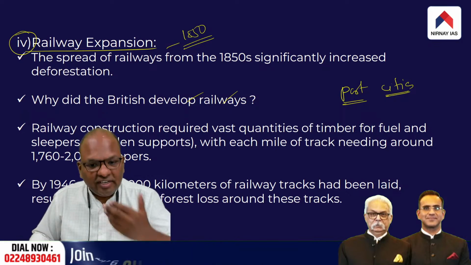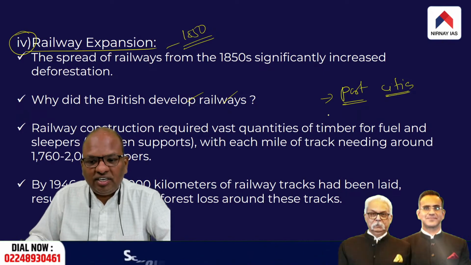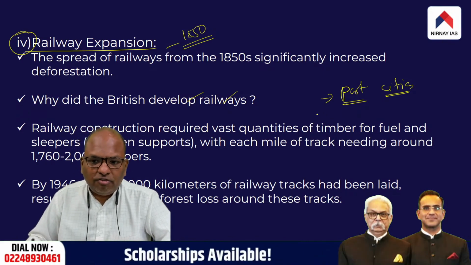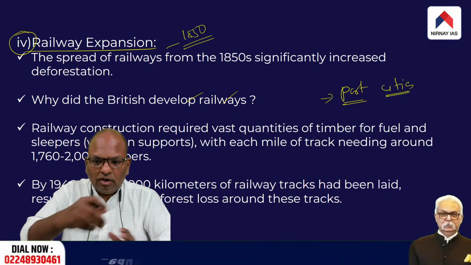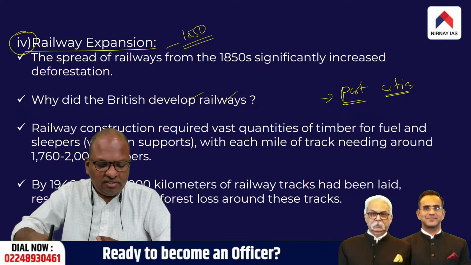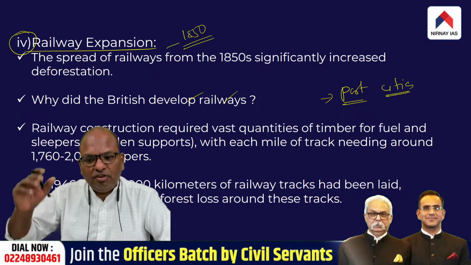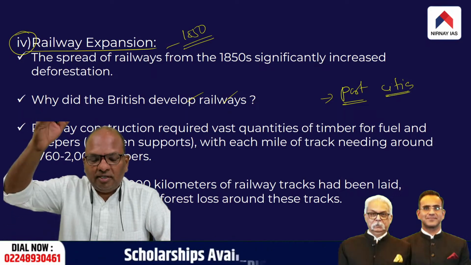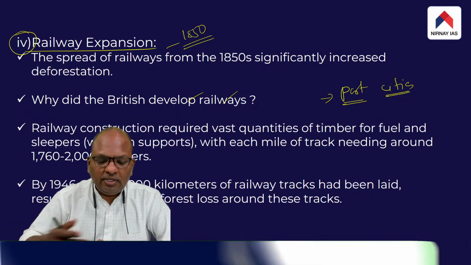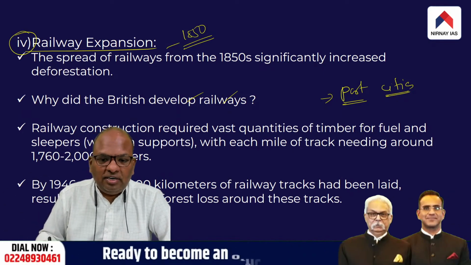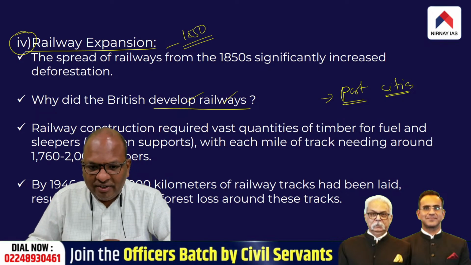For example, the British developed railways to efficiently transport the minerals from the interiors of India to the port cities of India. So the minerals were first loaded into these trains, into the racks, through which they were transported to the port cities. From there, they were transported via ships to the regions in England or Europe. So the British developed railways to further their economic interest in India.